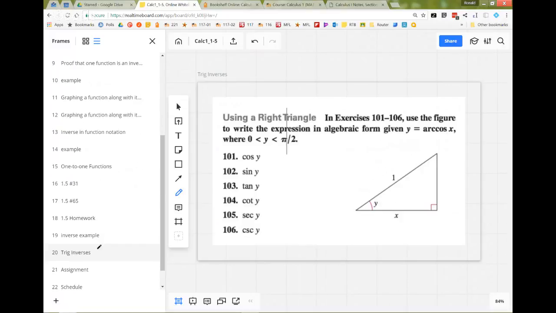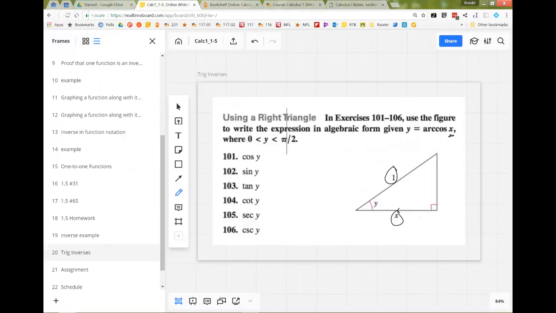The cosine of y... so y equals the arc cosine of x, so the cosine of y is x. So what's cosine? Leg adjacent divided by hypotenuse, and x over 1 is x. So that fits this statement. That means x is the cosine of angle y.